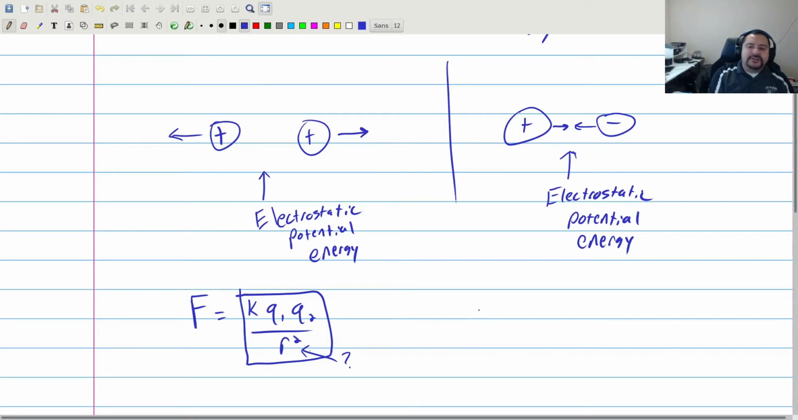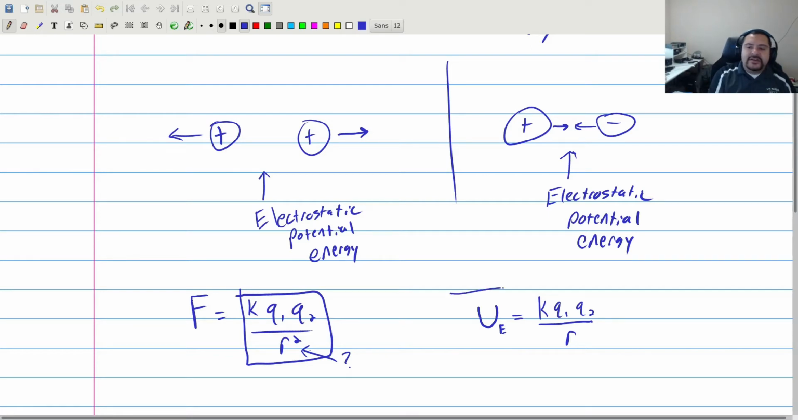The formula for electrostatic potential energy is going to be very closely related to the formula for force. In fact, they're going to look almost identical. There's only one small change. Electrostatic potential energy, we're going to use a capital U for potential energy, and a lowercase e to represent electrostatic, is going to be given by K Q1 Q2 over R. The difference between the two formulas? R is not squared in the formula for electrostatic potential energy.